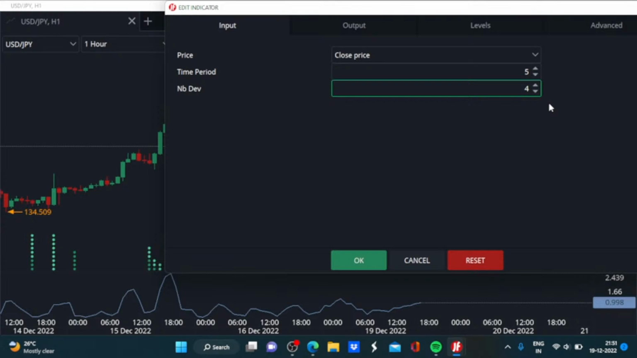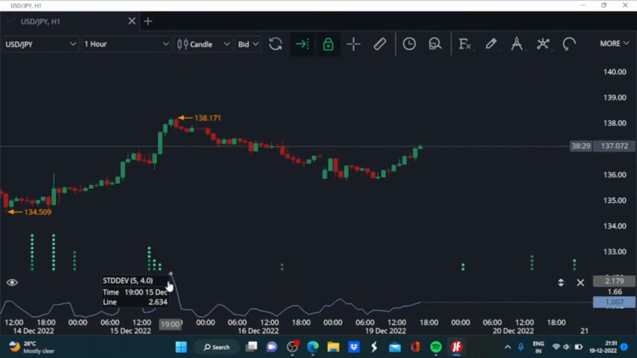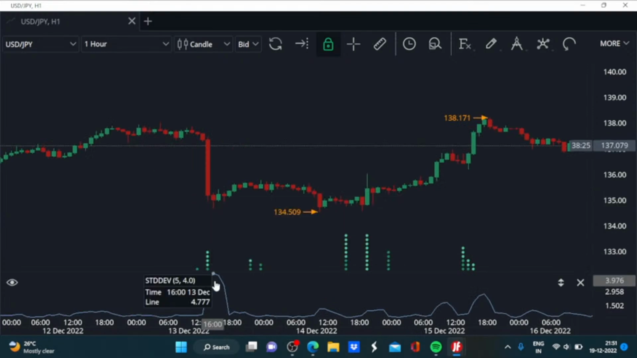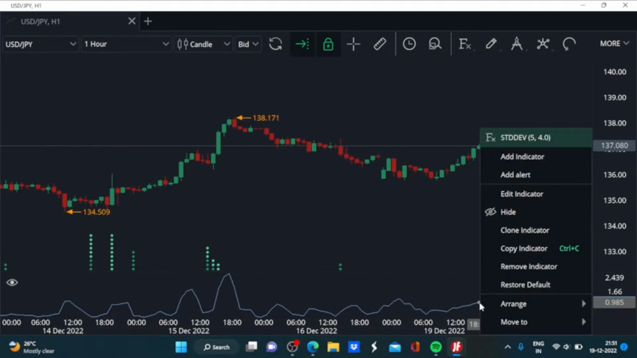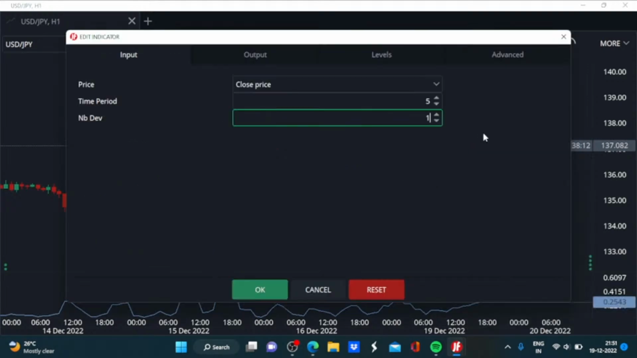Okay, so you will get this. This is simply the scale of the deviation, and how far the deviation has happened on the scale is what we get as the output. So it doesn't really impact much. I will restore it back to 1.